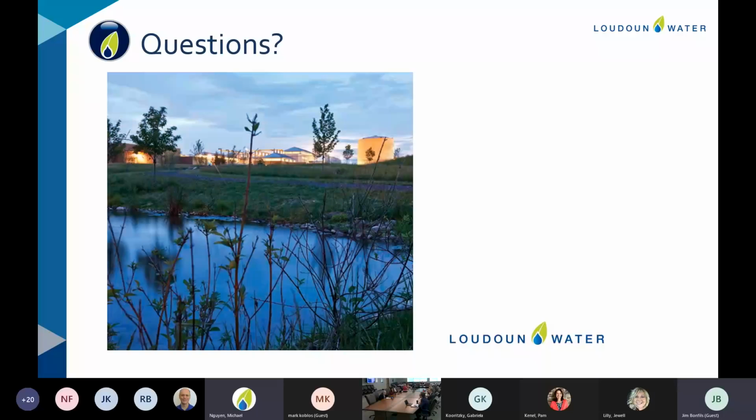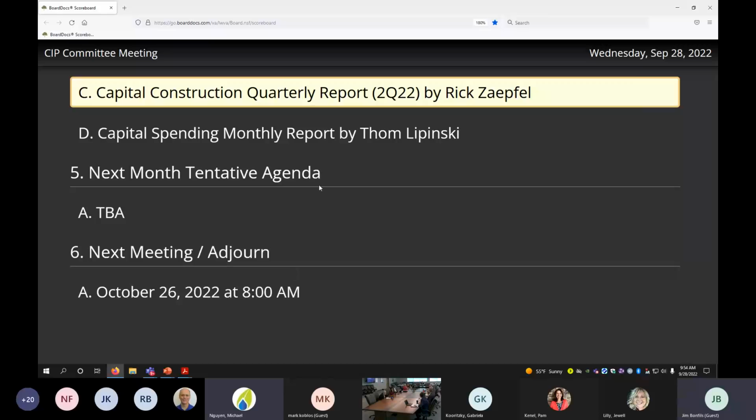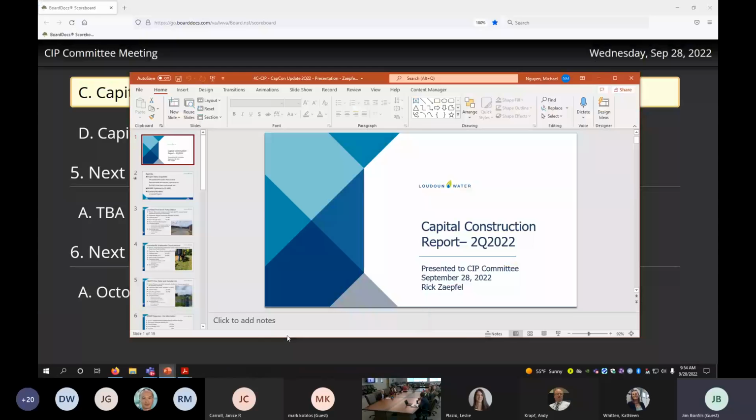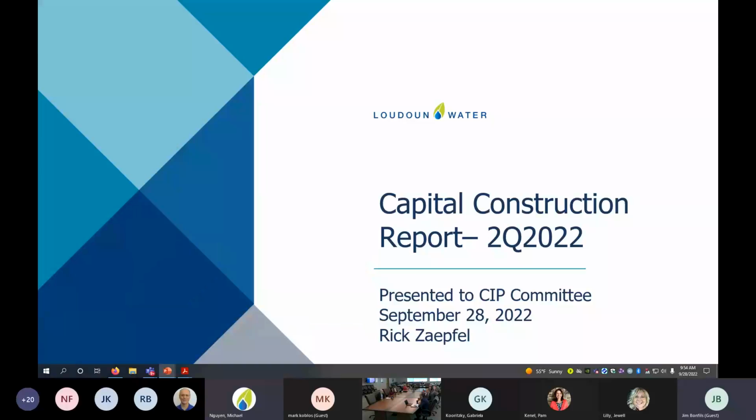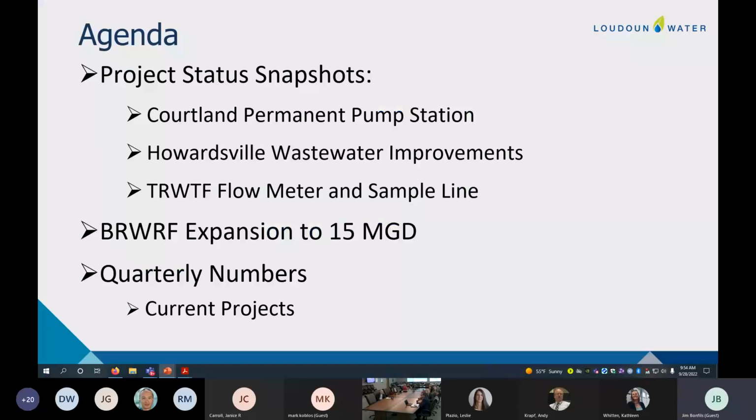The next item is the capital construction quarterly report. Since this has taken some time, if we can briefly do it. Yeah, we can do that to save some time.